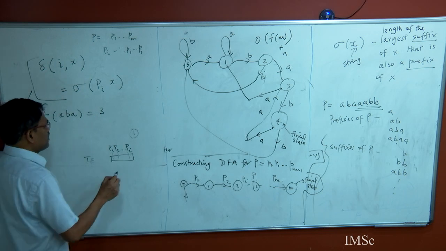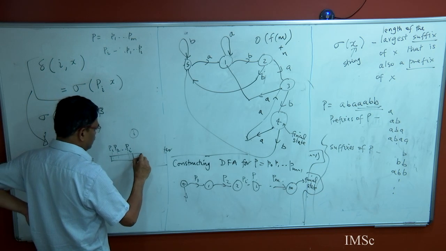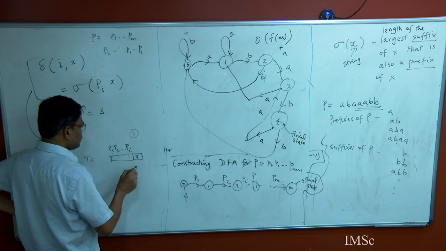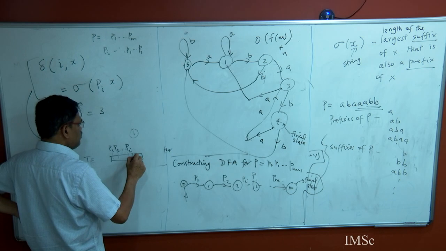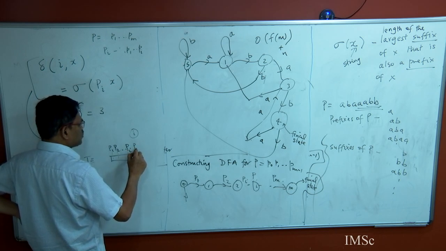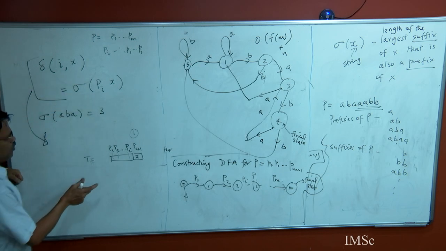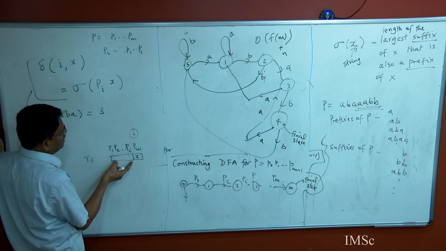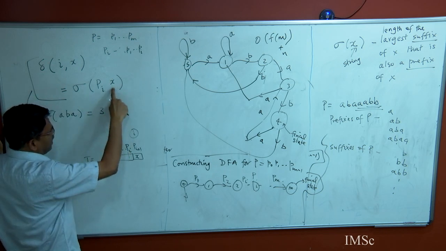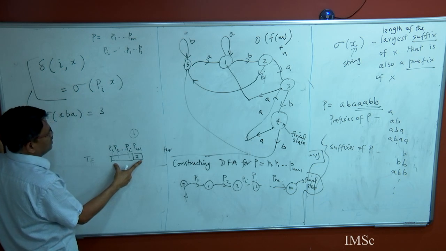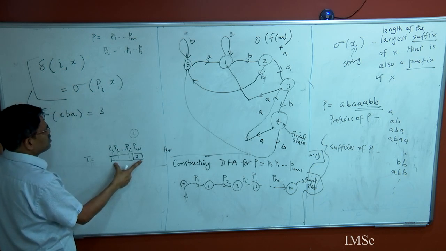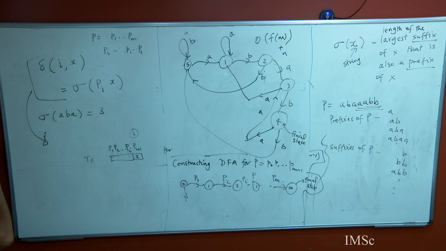Now the next character is coming, which is x. So if this x happens to be Pi plus 1, then what am I saying? Take this entire prefix Pi and add this x and see what is the largest prefix which is also a suffix. So actually it should be tracking, because that will always be at most the length of Pi x.